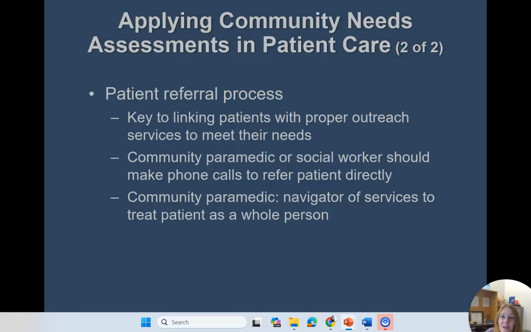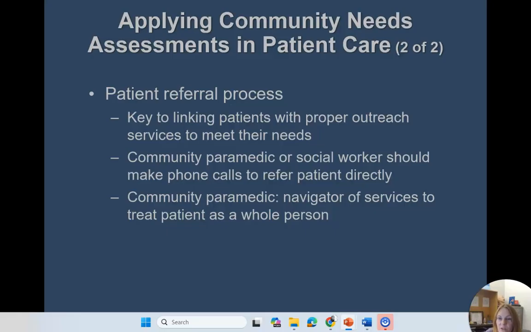Don't just hand a patient a brochure. Make the call for them. Depending on protocols, that could be you, a case manager, or a social worker. And whenever possible, involve the patient directly in the call to build the independence that they so desperately need. As the CP, you are the navigator, ensuring the patient is seen as a whole person, not just a diagnosis.